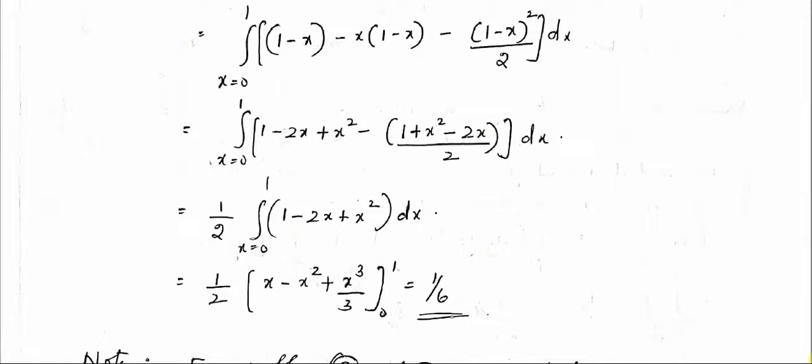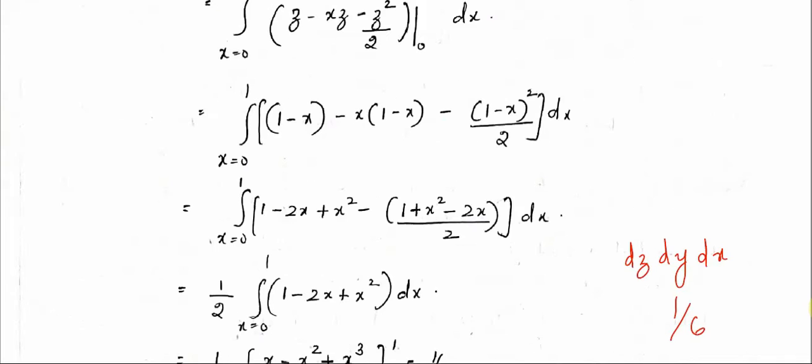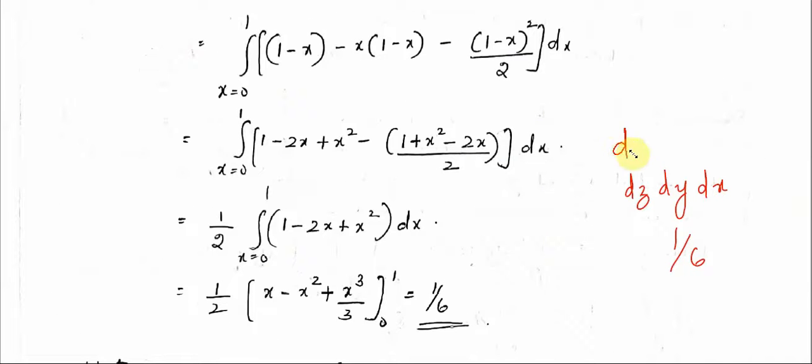Now if you remember, in problem 2 also, where we considered the same tetrahedron, we were finding its volume in the order dz dy dx. There also we got the value of the integral to be 1 by 6, or the volume to be 1 by 6. What was the order of integration here? Just check back and see. I think it was dy dz dx. The order of integration was dy dz dx. Here also we got the value to be 1 by 6.